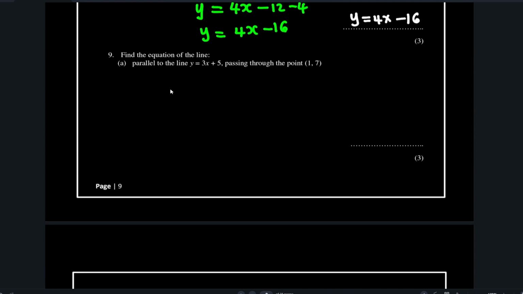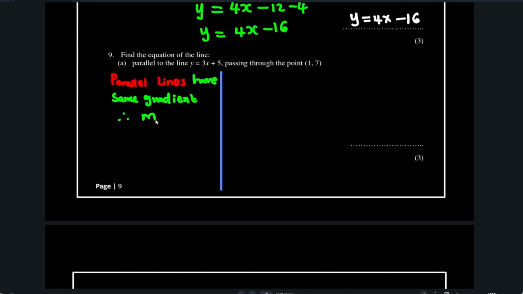Question 9 is dealing with how to find equations of lines which are parallel to a given line. Something that is very paramount and important at this point is for you to understand that if two lines are parallel, it means they have the same gradient. And from the equation given here, you can identify the gradient. So let us first note this: parallel lines have the same gradient. Therefore, the gradient of the equation that we're given here is 3.